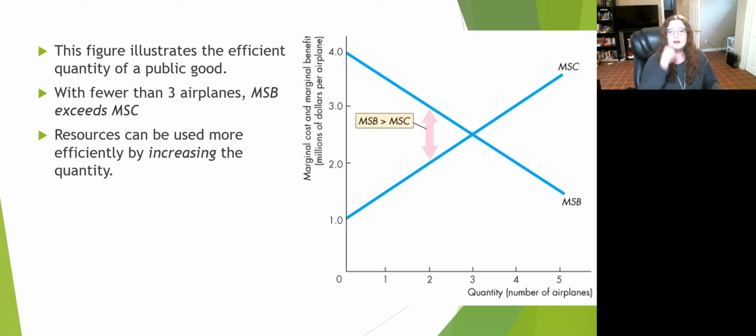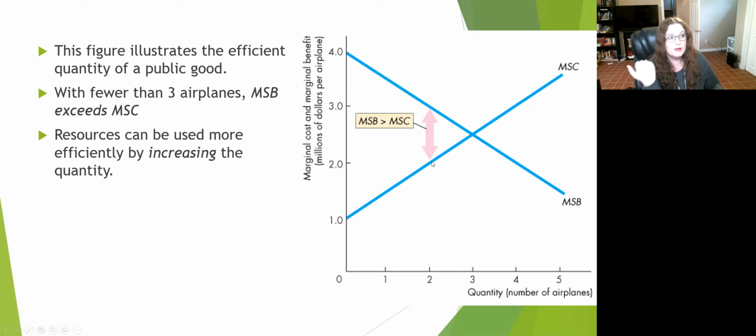So maybe if my marginal social benefit, this blue line right here, exceeds the marginal social cost, this line right here, well, then I'm going to want more. I'm like, well, my benefit's way more than my cost, so why don't I just order another one? And then I go to 2. And I see that my benefit's still above my cost.